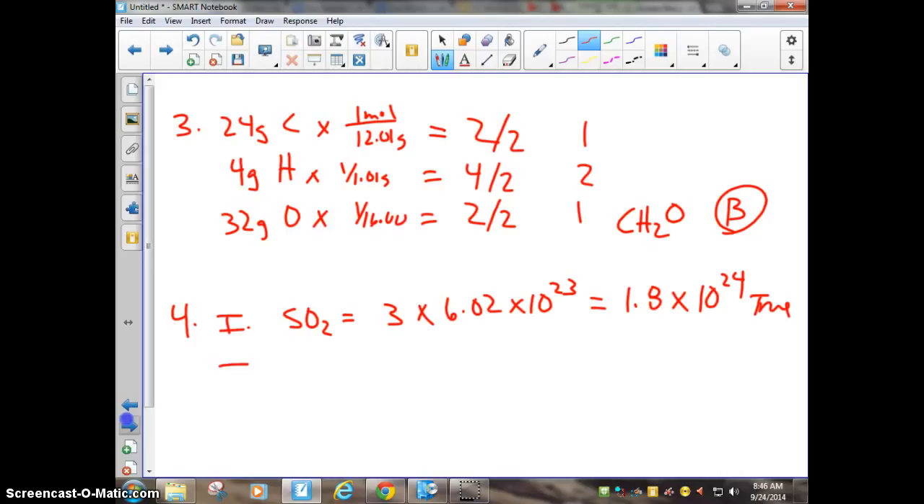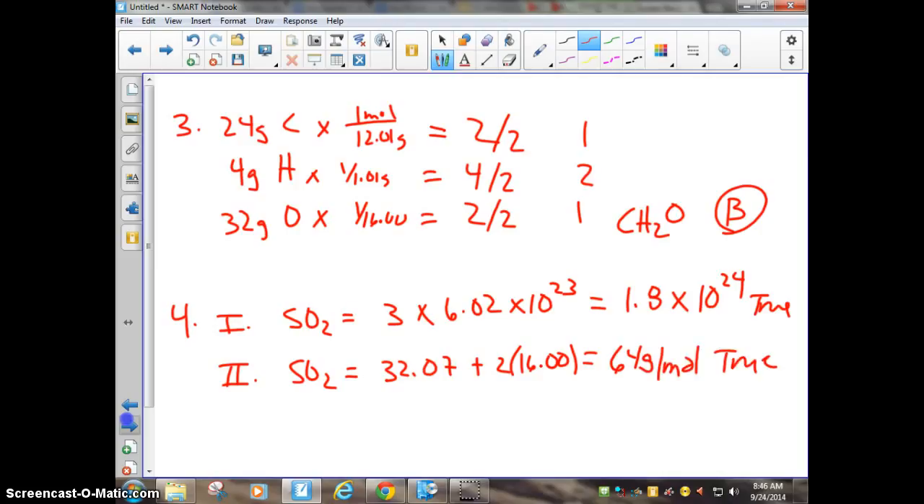And the number 2, most of you found this to be a true statement. 1 mole of SO2 has a mass of 64 grams. If I take the mass of sulfur, it's 32.07 or 32.08, I don't remember which, and the 2 oxygen, and it is approximately 64 grams per mole. So this is also a true statement.